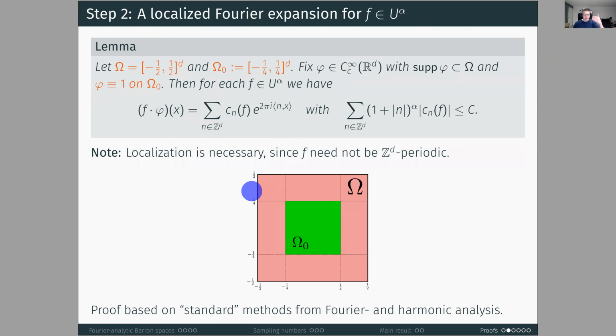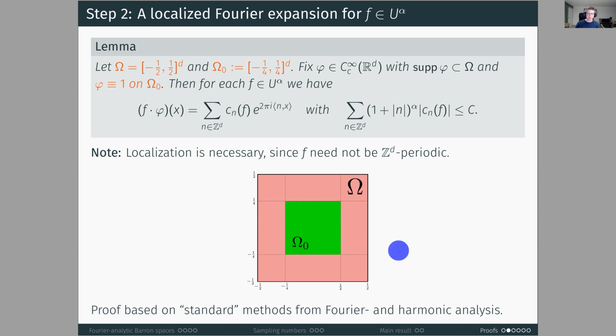Okay, and what we do for this is we first show that every function in this Barron unit ball allows some kind of Fourier expansion. But the problem is, we are always on this unit cube here, and our Barron function does not need to be periodic. It doesn't need to be one-periodic or Z^d-periodic. This means that in general you can in an L2 sense expand it into a Fourier series, but it will not necessarily converge uniformly, because if the Fourier series converges uniformly, then your function would actually need to be Z^d-periodic.